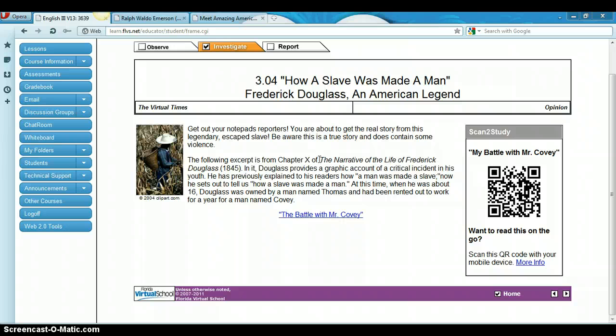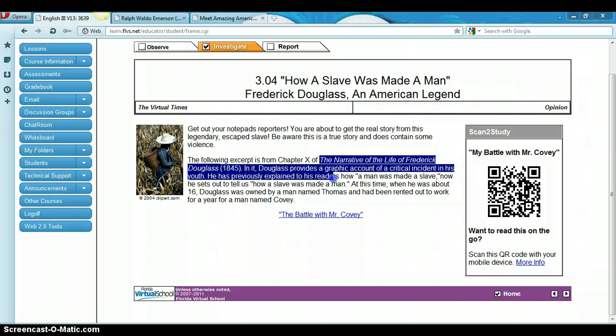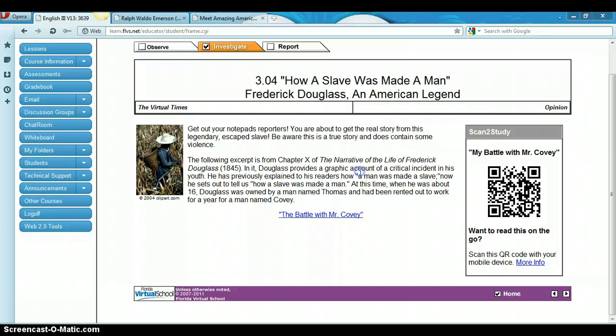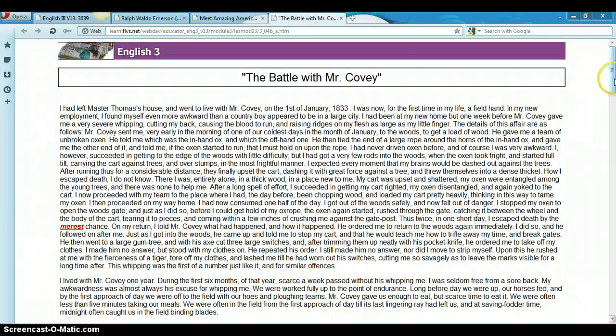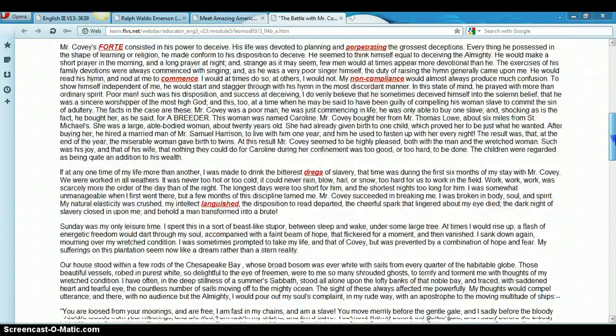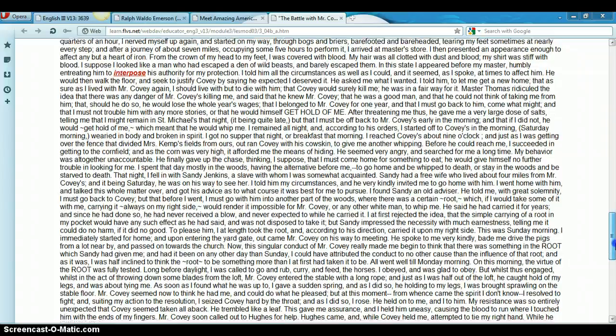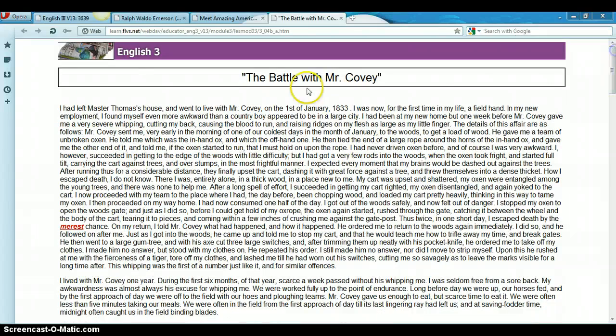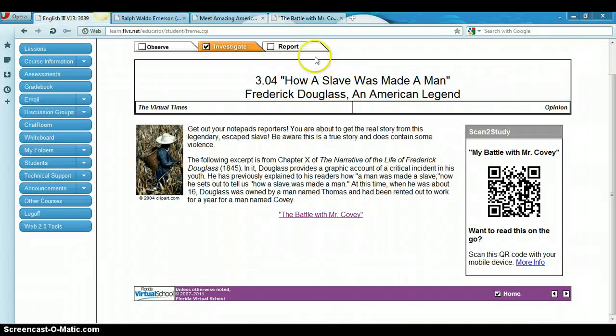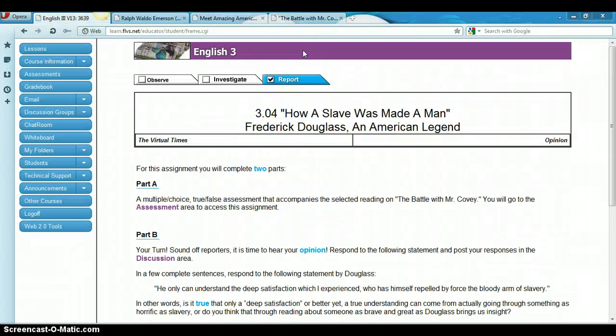It's an excerpt from the Narrative of the Life of Frederick Douglass, where he talks about a really critical incident in his growing up. If you open it up here, you'll see that this is where he talks about when he came into contact with Mr. Covey. So make sure that you read over that, take notes as you go, and then when you're finished.